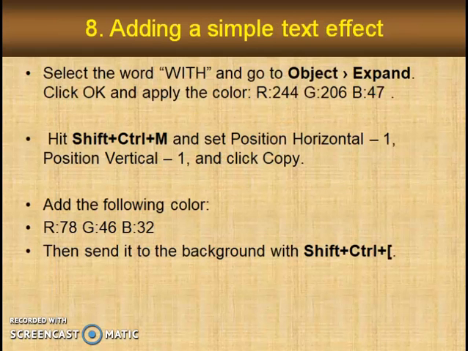Adding a simple text effect. Select the word with and go to Object, Expand. Click OK and apply the color. The value of red 244, green 206, B 47. B means blue, G means green.